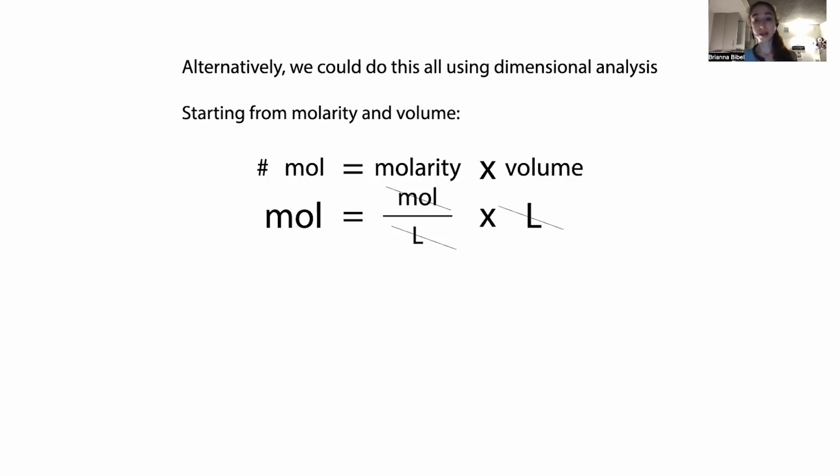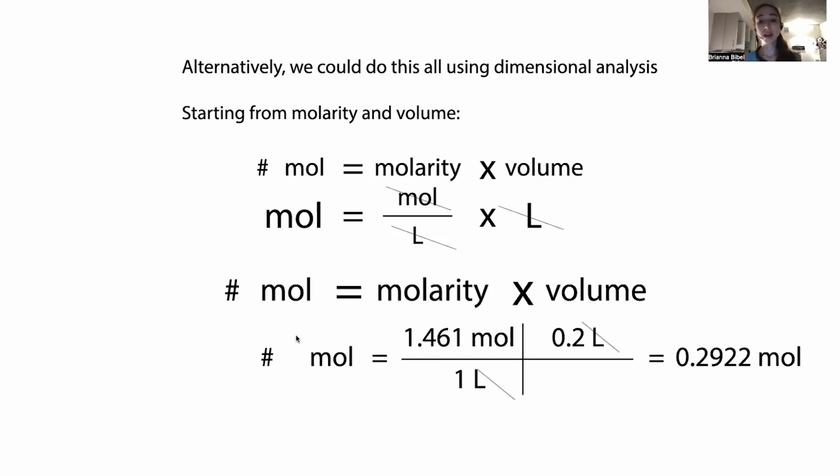Alternatively, we could do this all with dimensional analysis in a couple different ways. So if we want to start from that molarity and the volume, we just calculated that molarity, which is telling us moles per liter, and we know the volume, which is in liters. And so we can just calculate, we line things up so that the units cancel out, and this is going to tell us that we have 0.2922 moles.